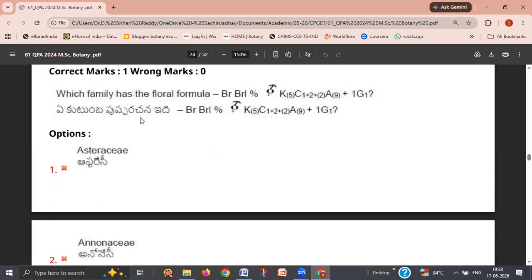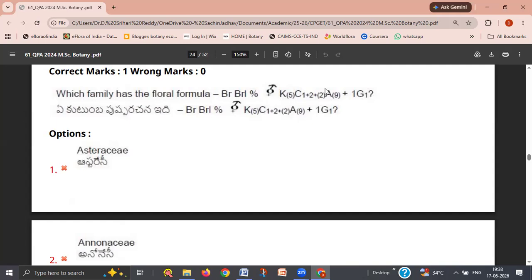And one more question, which family has this floral formula? Here you observe the floral formula: Br, that means bracteate; Brl, that means bracteolate; and zygomorphic, which means not symmetric; and bisexual. Then K5, C (1+2+2), A (9)+1, and finally G1.